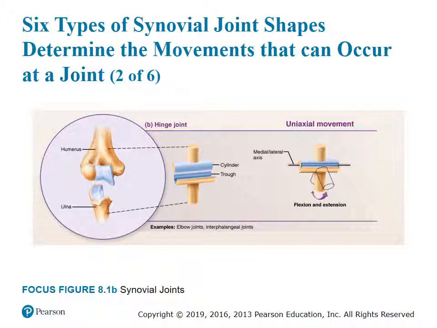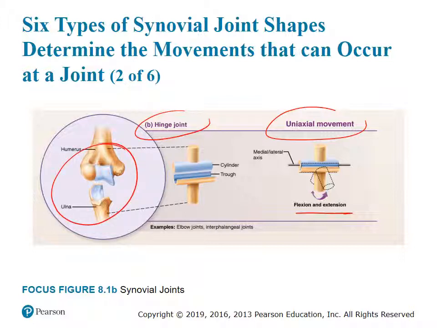The hinge joints, those are really interesting, right? Always uniaxial. They're always going to do that flexion extension kind of thing. Hinge on a door, this is what we see there. The elbow joint is a great example of that. So is the knee. The knee is a hinge joint, right?